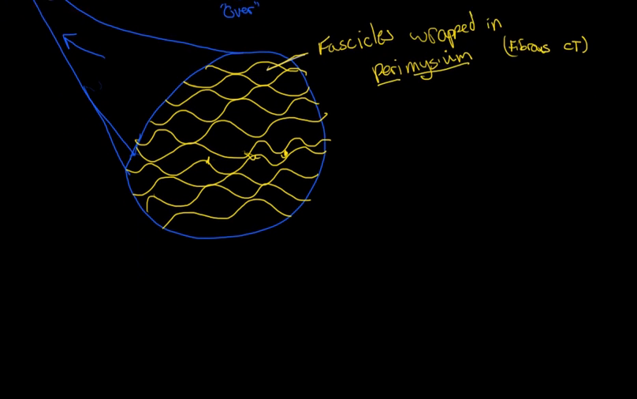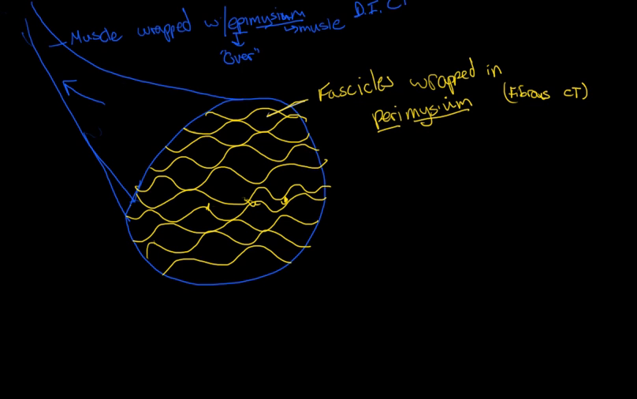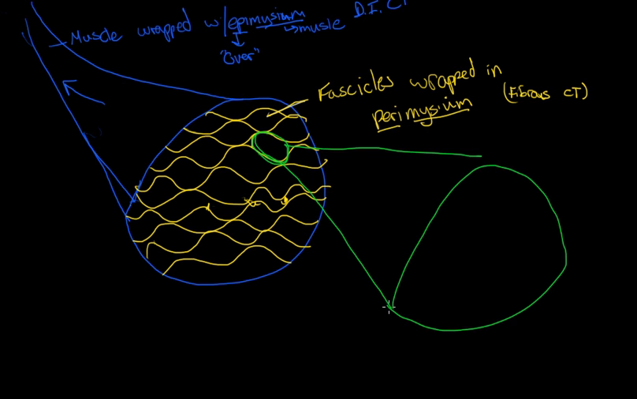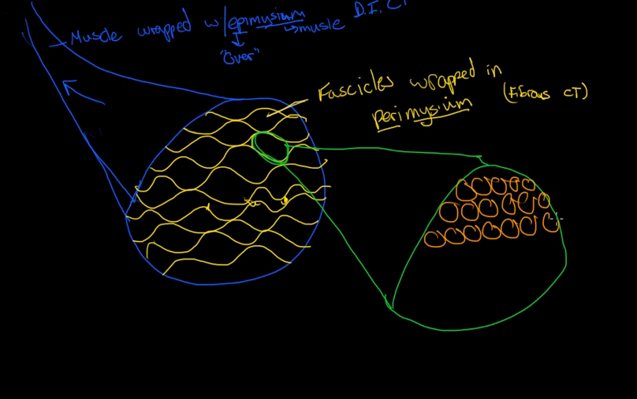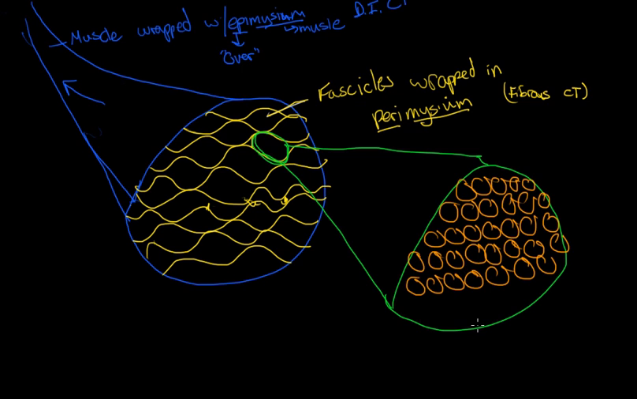And so if we zoom in from there, let's grab this guy. We'll circle right here and zoom in on one of these fascicles. What we're going to see then are a bunch of muscle fibers. They're going to look something like this. They're going to fill up this whole fascicle.